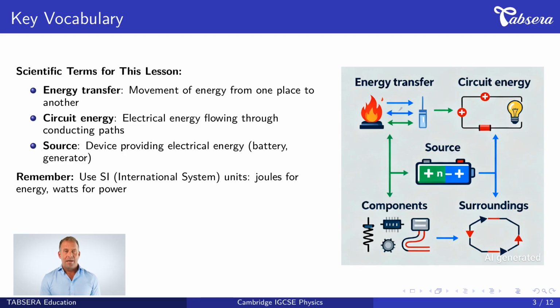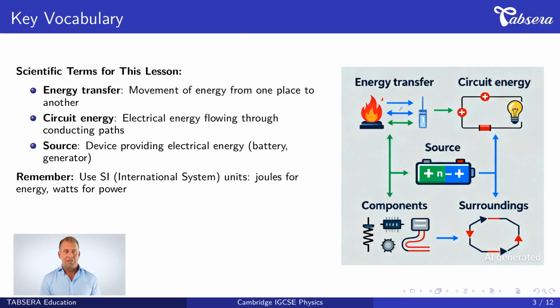Now let's define our key vocabulary. Each term is essential for understanding this lesson. First, energy transfer, which means the movement of energy from one place to another. In circuits, this is electrical energy moving from source to components. Second, circuit energy, which means electrical energy flowing through conducting paths like wires and components.